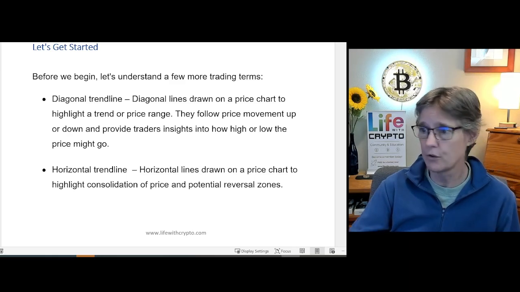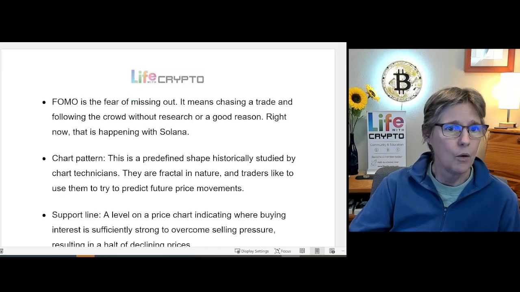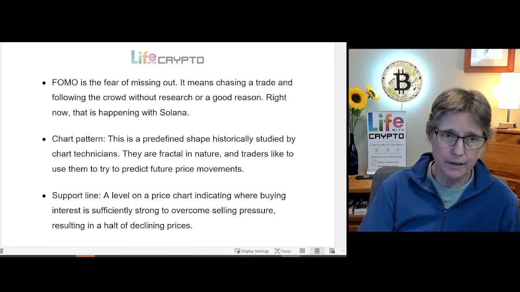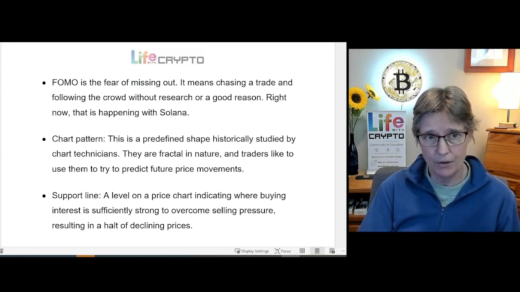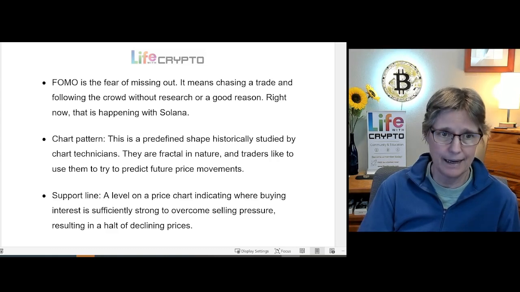Horizontal trend lines, on the other hand, are drawn on a price chart to highlight consolidation of price and potential reversal zones. What is FOMO? Everybody should know this. It's the fear of missing out. And it means chasing a trade and following the crowd without research or a good reason. And right now, that appears to be happening with Solana.